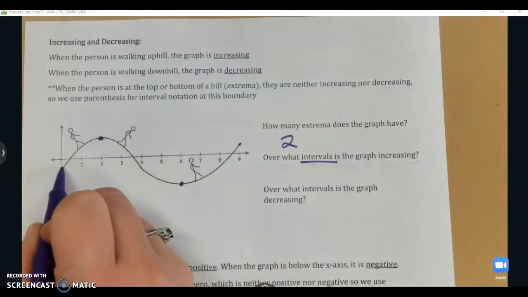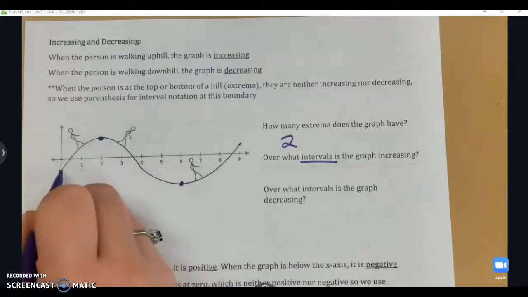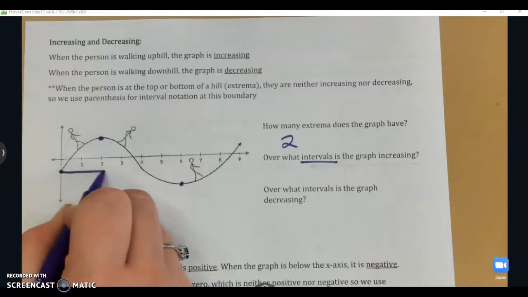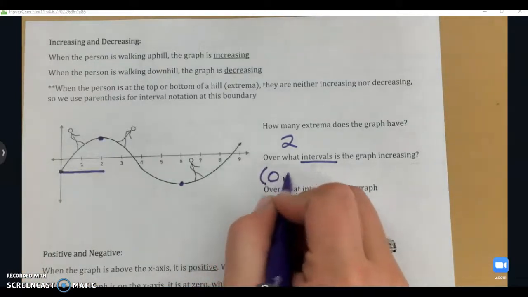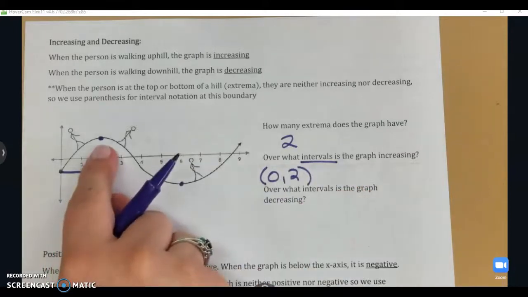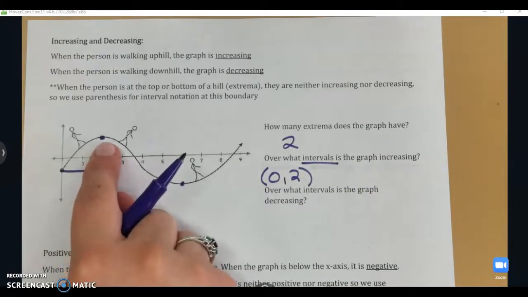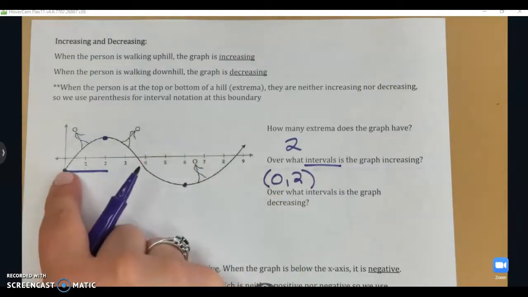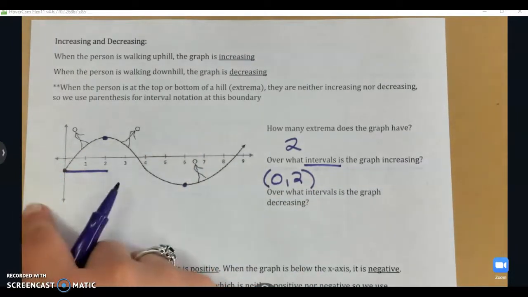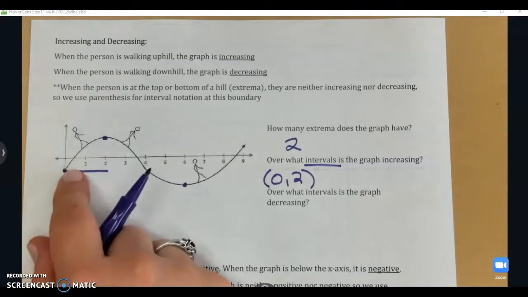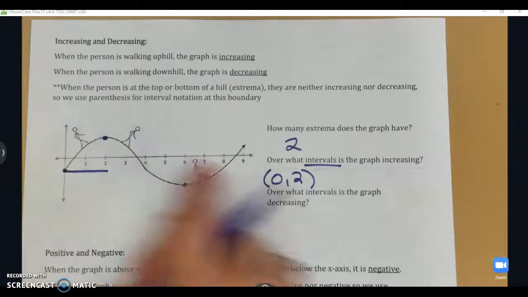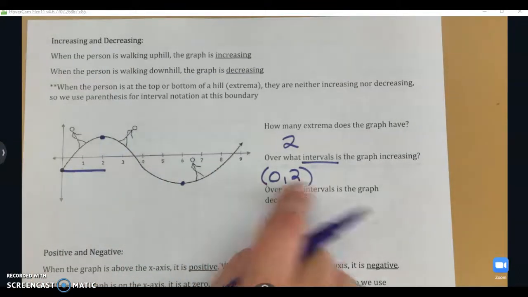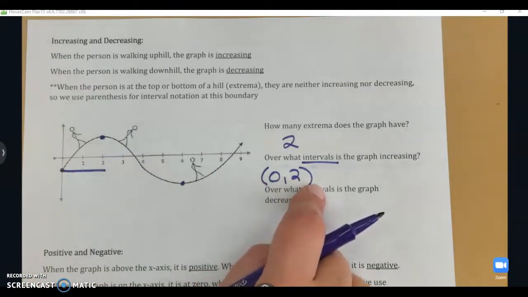Well, we're increasing when our guy is walking uphill. So from 0 to 2, we're increasing. So 0 to 2, both with parentheses. 2, because this is a hill. Remember, the top of the hill, it's neither increasing or decreasing, so we use parentheses. And right here, I don't know what's going on behind this graph. This is just where it starts, so I can't say for sure if it's increasing or decreasing. So we use parentheses for both sides of that interval.